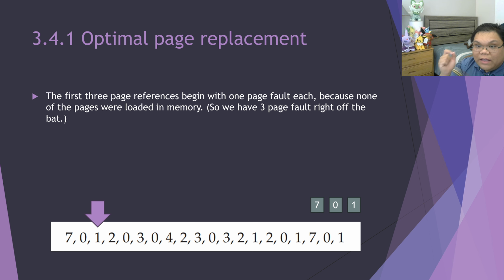We're going to be assuming demand paging. That means when we begin, none of the pages are loaded into any of our page frames. That means our first three page references begin with one page fault each, because they were never loaded into memory to begin with. When we have a page fault, the system must load in that missing page. So for the first three memory accesses, we have three page faults. Now we have pages 7, 0, and 1 loaded into memory.